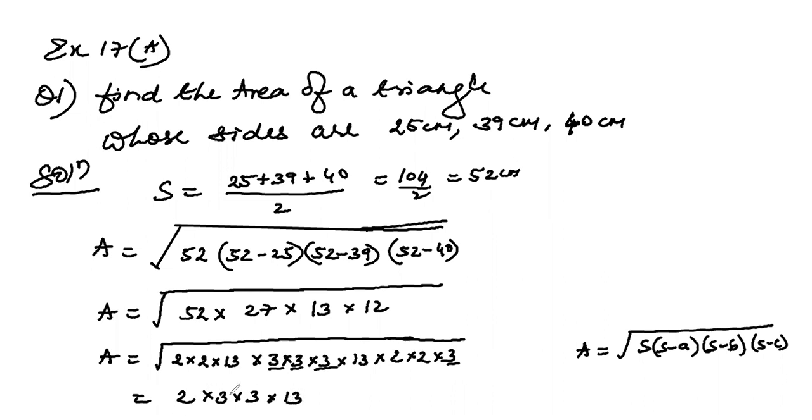So what happens, children? You can see here, 3 3's are 9. 9 into 13 is 117. 117 into 2 is 234 square centimeter. This is the area of the triangle. So remember, whenever three sides are known, you should use Heron's formula. Okay, children, we go to the next sum.